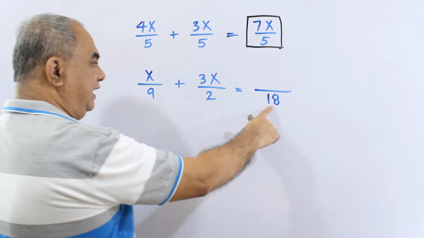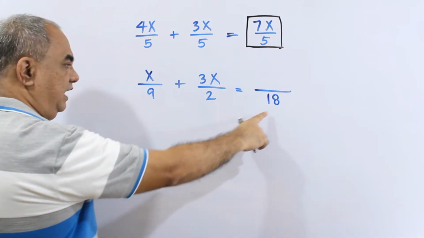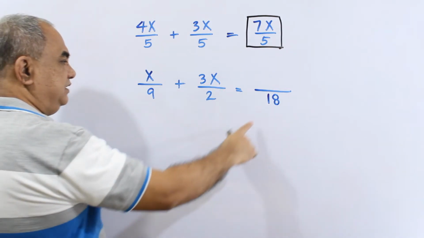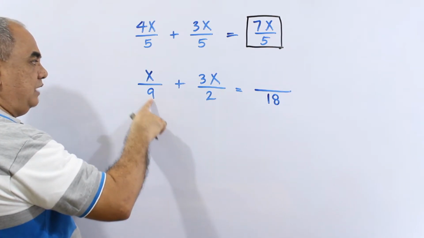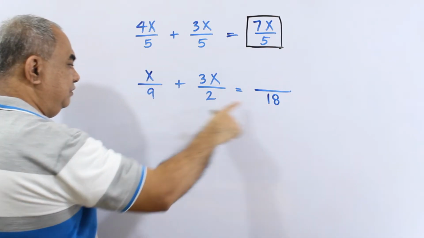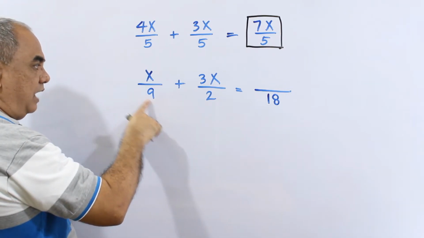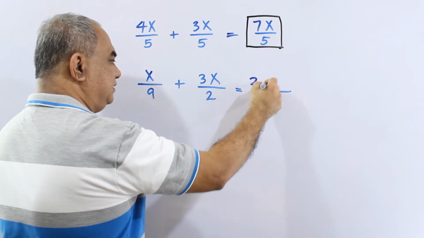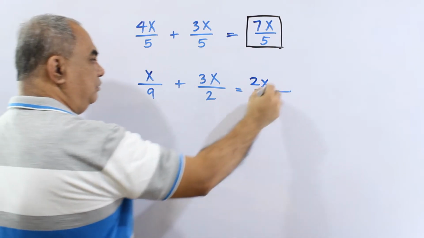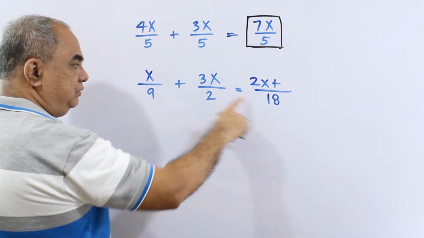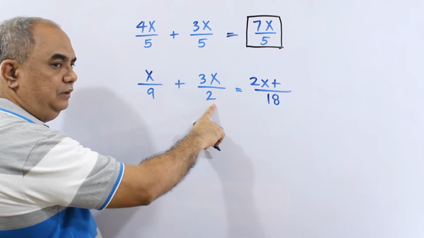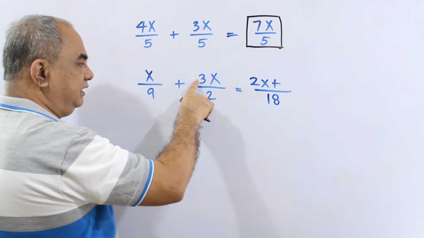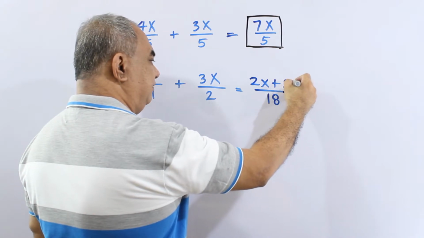Now after we get the LCD, which is 18, we simply divide this 18 by 9. That gives us 2, times x, so we get 2x. And then we just copy the operation here. We do the same thing for this fraction. 18 divided by 2 will give us 9, times 3, that will give us 27x.